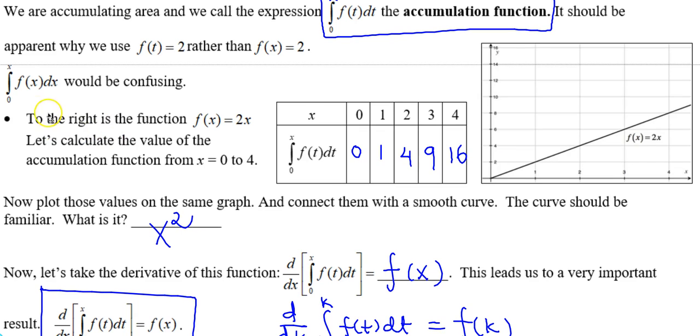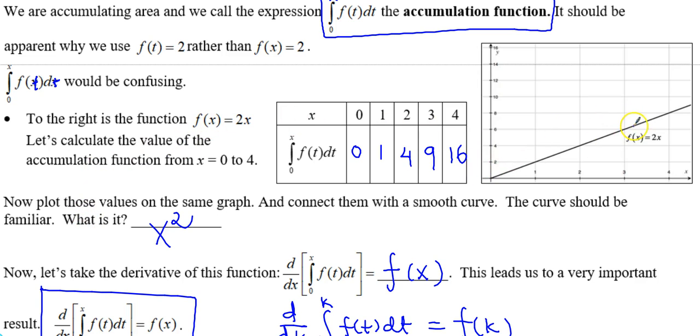So the integral from 0 to x of f of x dx would be confusing. Now you realize why we use the letter t. It's so much easier to see the area under the curve, and x is just the variable that changes. So to the right, the function is f of x equal to 2x.